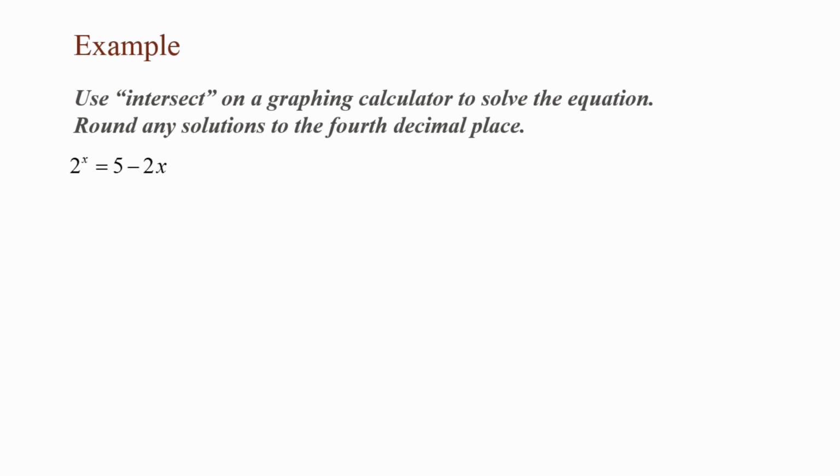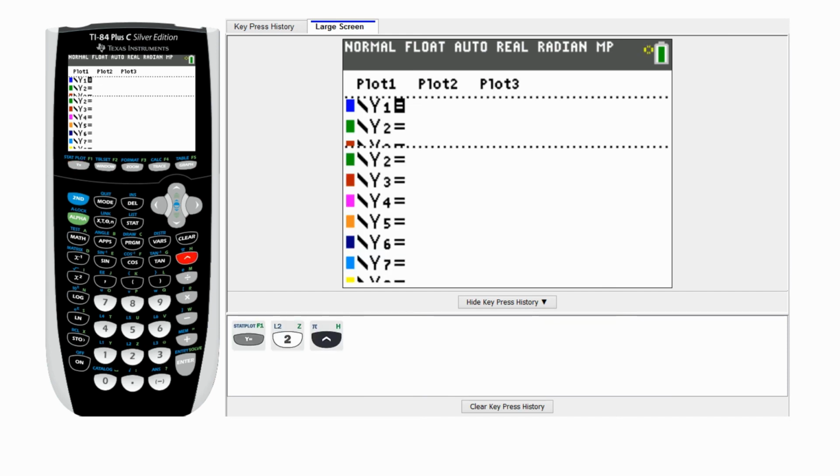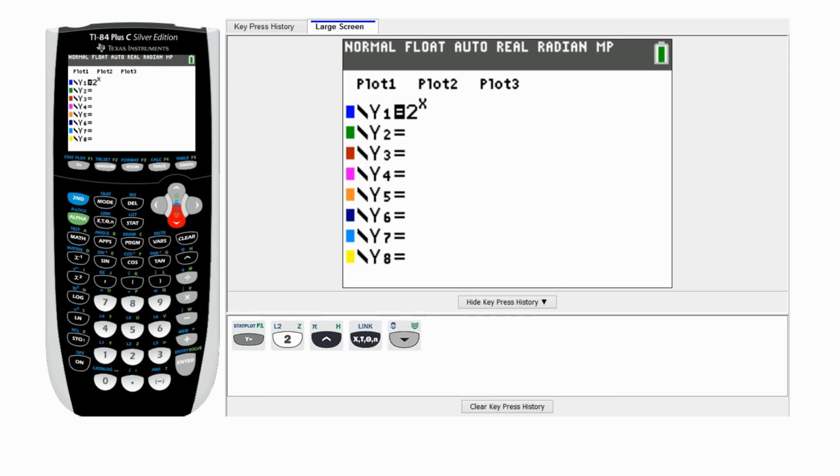In this example, use intersect on a graphing calculator to solve the equation. Round any solutions to the 4th decimal place. 2 to the x equals 5 minus 2x. What we want to do is look at this as y equals 2 to the x power and y equals 5 minus 2x, and type those two equations in our calculator. Y equals, we want to type in 2 exponent x, arrow down, and then type 5 minus 2x.